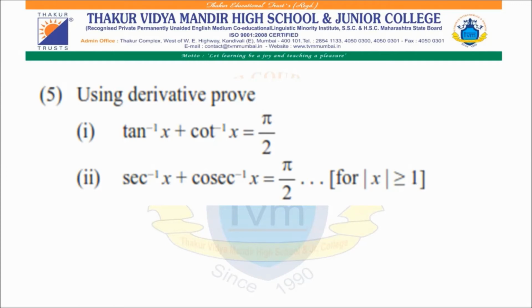Okay, so next question 5. Using derivative, prove that tan inverse x plus cot inverse x equals pi by 2. Here only two parts are given. I have solved the first part. Using the same method, you have to solve the second part. So see the solution of the first part and try to solve the second. If you are not getting the solution, then you can ask me in your WhatsApp group.